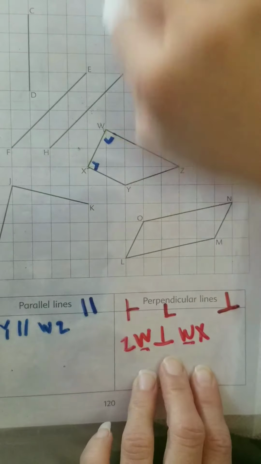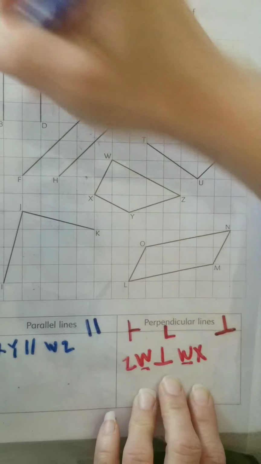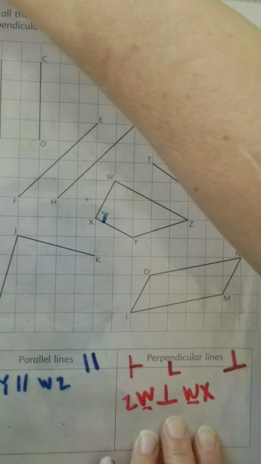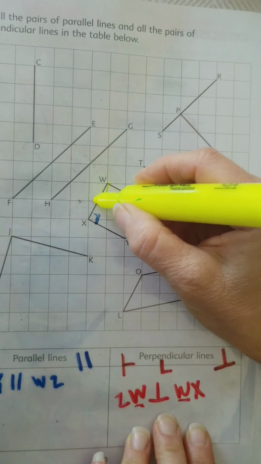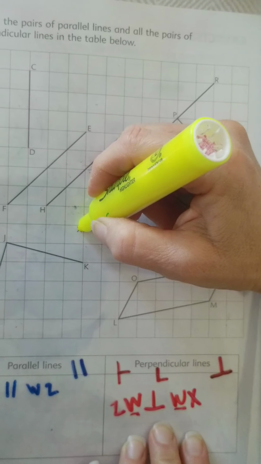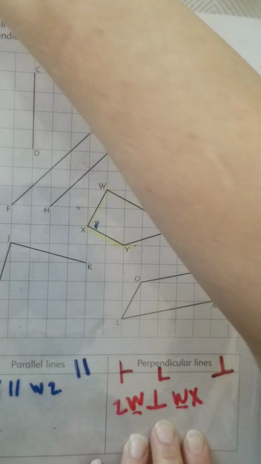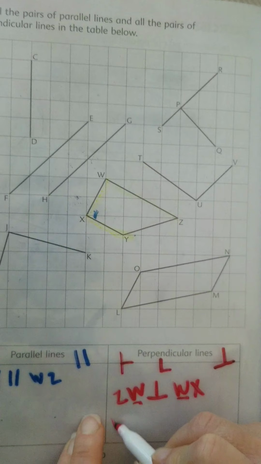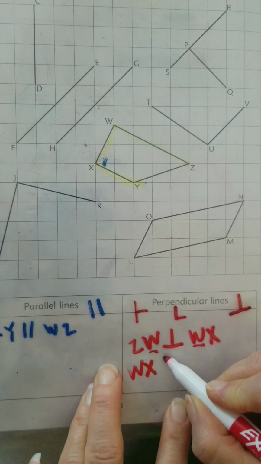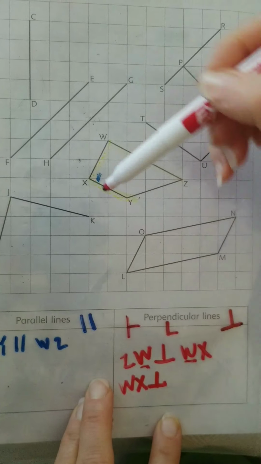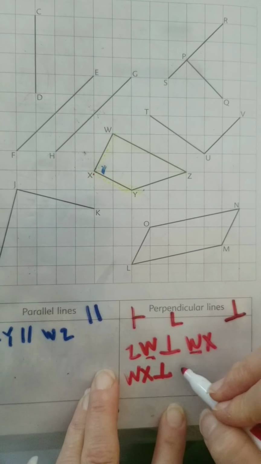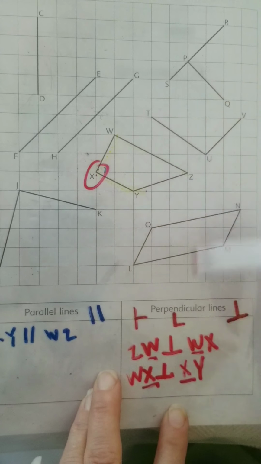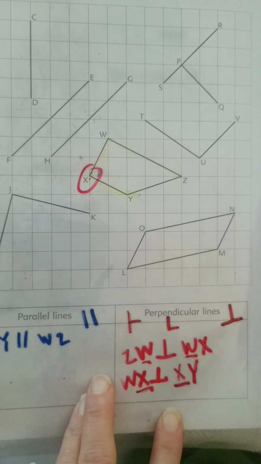Now, I actually have another one. We said this one right here is a right angle. So that means it's perpendicular. So this is WX, line WX to line XY, okay? So now I'm going to write line WX. Line WX is perpendicular to line XY. And if I look, there's my vertex. There's my vertex right there, okay? That's what you're looking for.